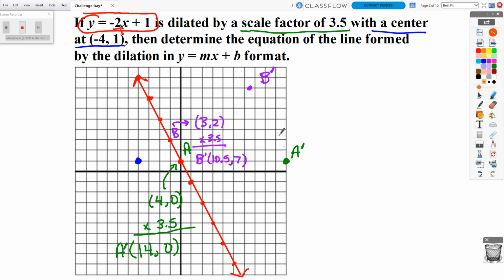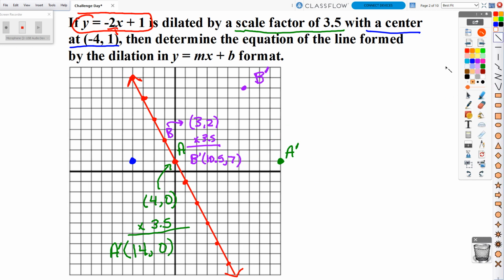Now, in the end, I only need 2 points to make a line. And I've got 2 points. I've got A prime, I've got B prime. So I could use my ruler, my straight edge, connect the dots here as best as I possibly can. And we can go backwards here to show that it goes this way.